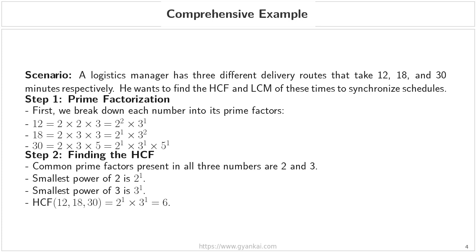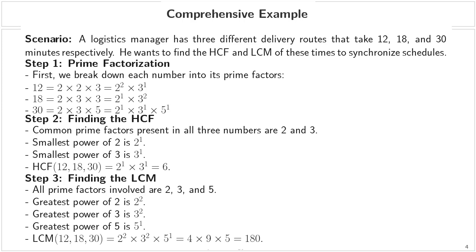Now let's move to step 2, finding the HCF. Remember our rule from the previous slide? We only look for prime factors that are common to all 3 numbers. Looking at our list, the prime factors present in all 3 sets are 2 and 3. Next, we pick the smallest power for each. For the factor 2, the smallest power is 2 to the power of 1. For the factor 3, the smallest power is 3 to the power of 1. Multiplying these together, 2 to the power of 1 times 3 to the power of 1, gives us an HCF of 6.